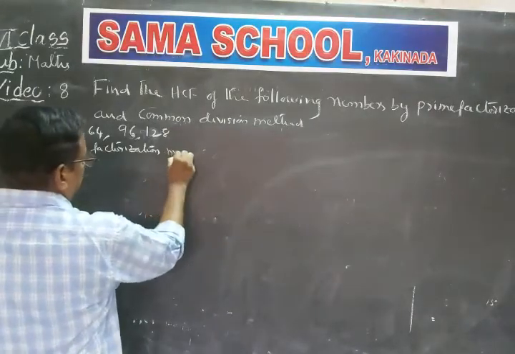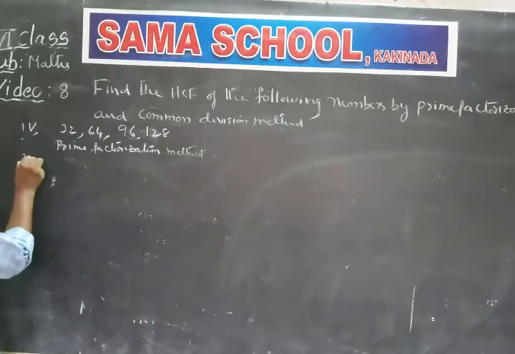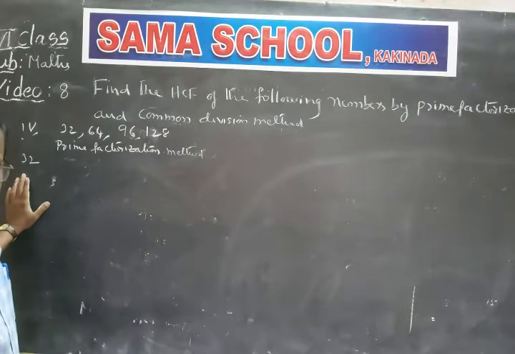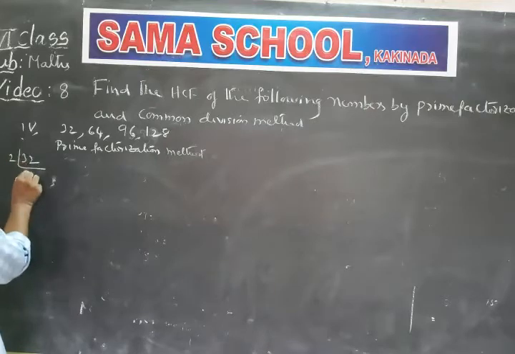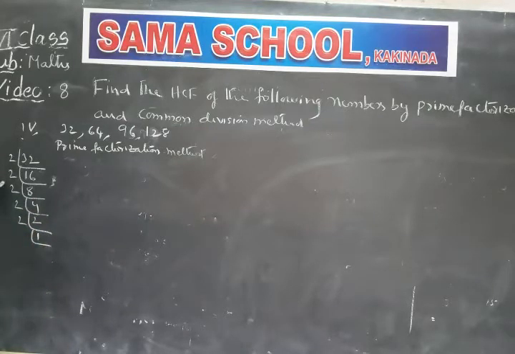Prime factorization method. Now 32. How many times divisible? We use the least prime number, 2. 2 16s are 32, 2 8s are 16, 2 4s are 8, 2 2s are 4, 2 1s are 2. These are prime numbers.